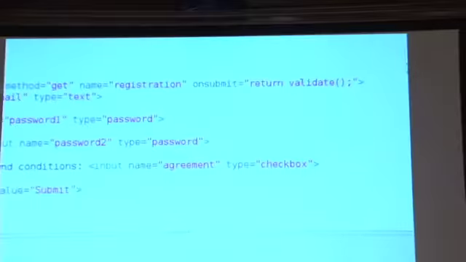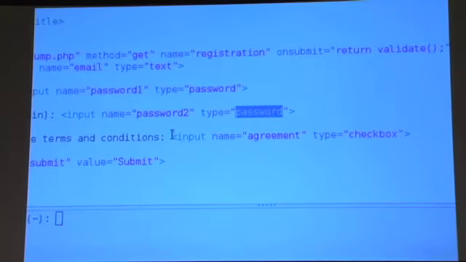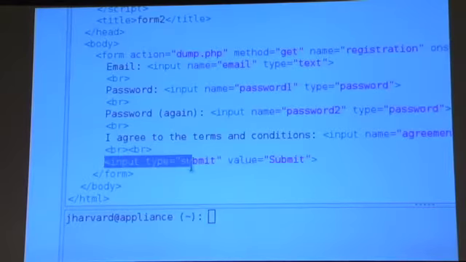Now, the rest of this is old hat now. So we've got an email field, which is type text, a password field, which is type password, another one for password, and then an input type equals checkbox. So everything else is the same, but I do have a submit button. So indeed, when the user hits enter or clicks that button, that function, validate, is going to get called.